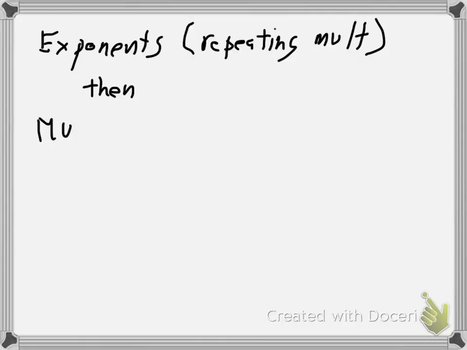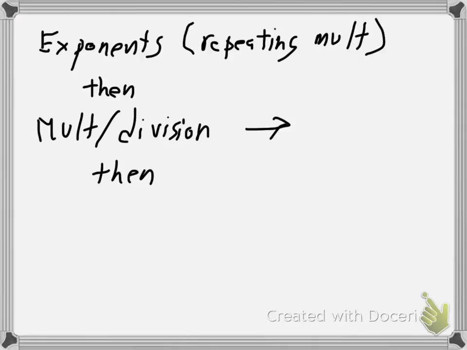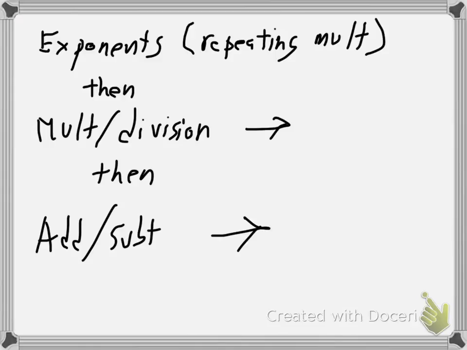Then will come your multiplication and division working from left to right. Again, working from left to right. Then we'll get into our addition and subtraction working from left to right. So exponents really come first because they're more powerful than multiplication and division. And then you do your multiplication and division left to right because they're more powerful than addition and subtraction. Then you do your addition and subtraction last from left to right because they are the least powerful operations.